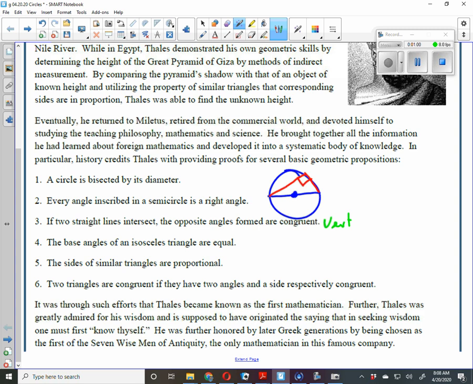The base angles of an isosceles triangle are equal. The sides of similar triangles are proportional, and two triangles are congruent if they have two angles and a side respectively congruent. And that was the angle-side theorem. This is the one we are going to focus on today.